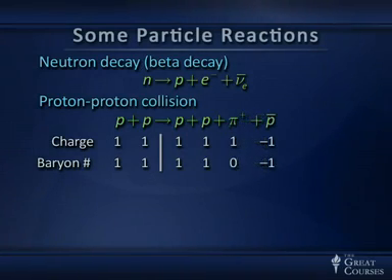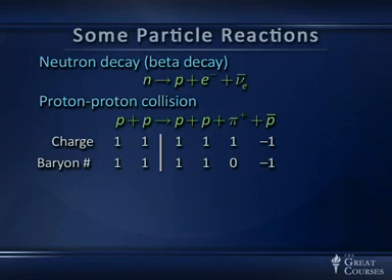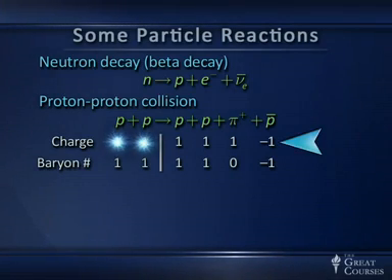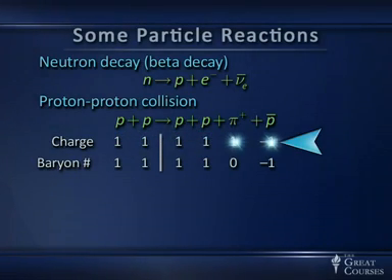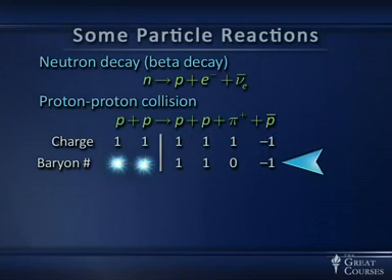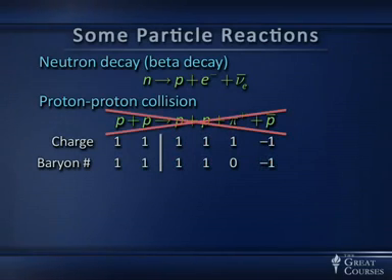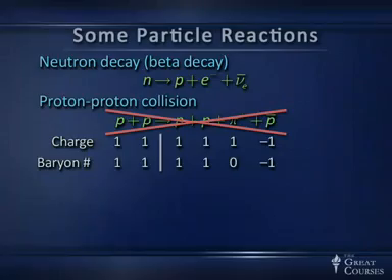Here's another one. Proton-proton goes to proton plus pi plus antiproton. Let's look at this one. Charge is conserved. Two on the left, two on the right, with the minus one canceling. Baryon number two on the left. Two on the right, but then there's the minus one. That reaction is no good. That one can't occur because it doesn't satisfy baryon number conservation.